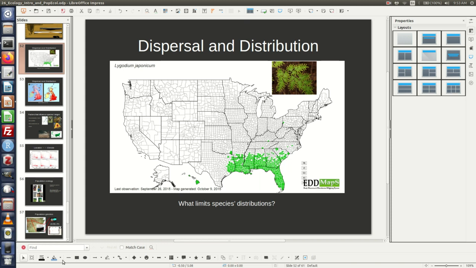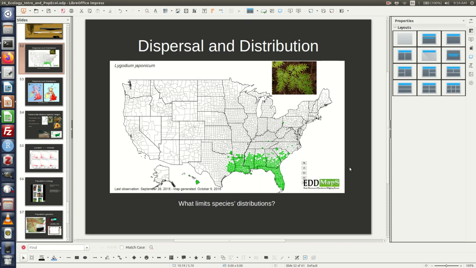Why is a given species found in one place but not in another? Another way to ask that is, what is limiting the distributions of species? On this plot here, we've got Lygodium japonicum, and it's this fern.